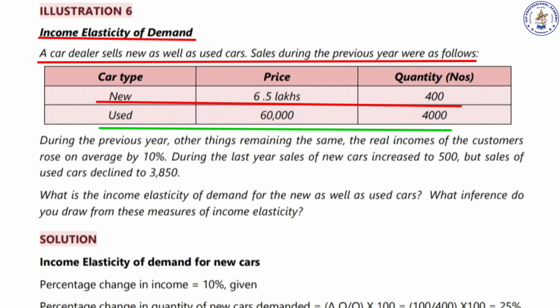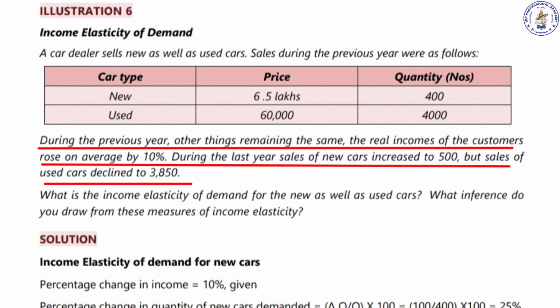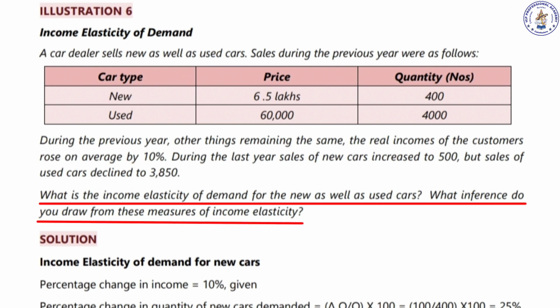But in the previous year, the customers' income rose by an average of 10%. So when the income rose by 10%, last year's sale of new cars increased from 400 to 500, but sale of used cars declined to 3,850 from 4,000. This is the case that has been given. Now you are asked to find out the income elasticity of demand for the new and also for the old cars. What inference do you draw from these measures of income elasticity?